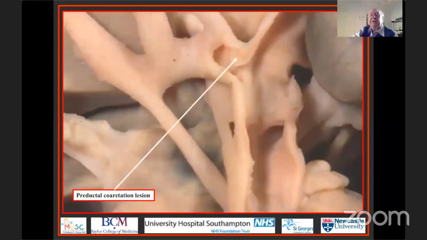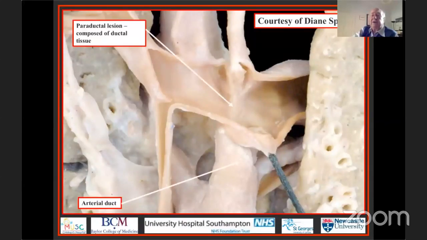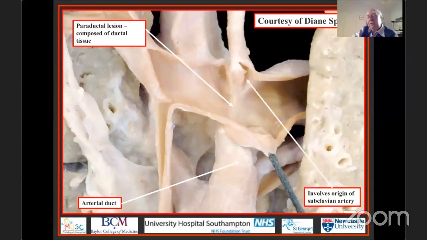And here's one showing you that the coarctation lesion is, in most instances, preductal. And again, I've cut it in such a way that you can see the extension of the ductal tissue into the coarctation lesion. And here's one of Diane's. This time, when we look at the arterial duct, the coarctation lesion is paraductal, but still made of ductal tissue. And here we see yet another problem, because the ductal tissue is now encircling the origin of the subclavian artery. And this is obviously a very important surgical consideration, because if the surgeons are reconstructing the arch, they have to be sure that they remove all of this ductal tissue. If they leave it behind, there's every chance it will become stenotic.